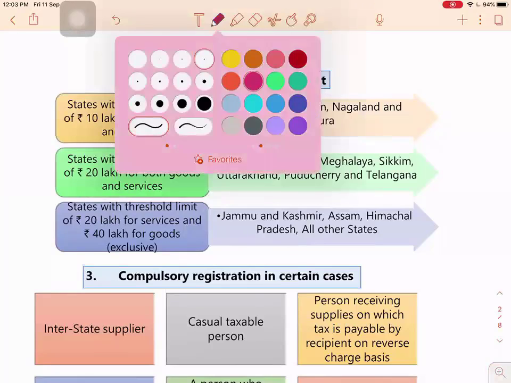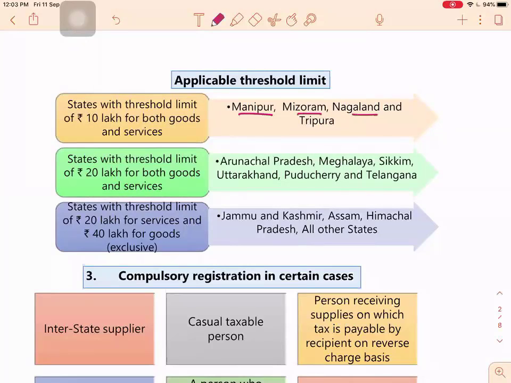Among these 11 special category states, for Manipur, Mizoram, Nagaland, Tripura, the registration limit is 10 lakhs, whether for goods or for services. Another four special category states are Arunachal Pradesh, Meghalaya, Sikkim, Uttarakhand. For these four, the registration limit is 20 lakhs.